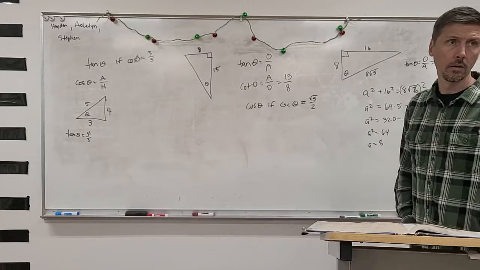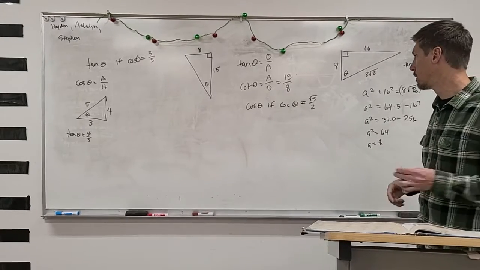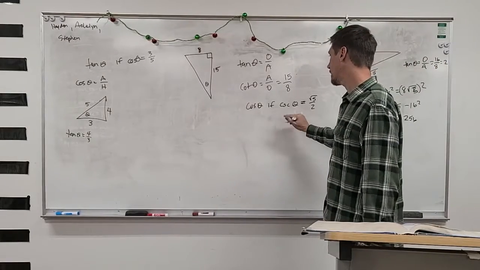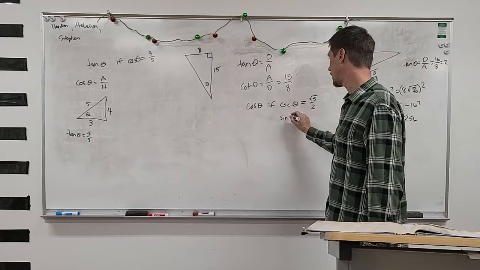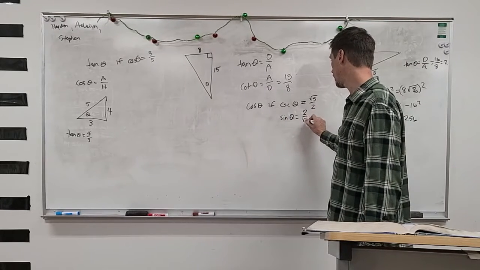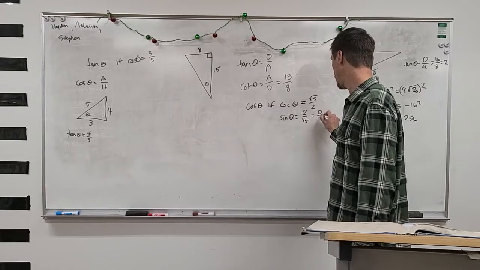So on 66, square root of 5 is the hypotenuse, right? So I always like to change this to sine. Cosecant to sine. So sine of theta equals 2 over square root of 5, right? Because then it's opposite over hypotenuse. That's right.